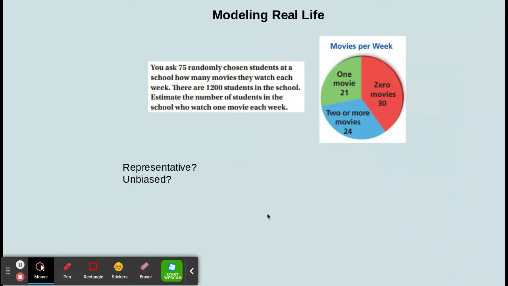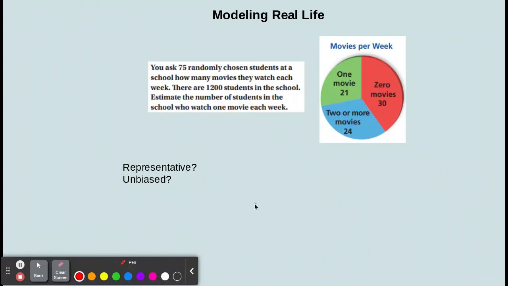Okay, and the last piece of this chapter is applying our survey to a real life situation. So we ask 75 randomly chosen students at school how many movies they watch each week. Okay, there are 1,200 students in the school, and we're selecting 75 of them, and we're going to estimate based on our sample the number of students in the whole school who watch 1 movie per week.